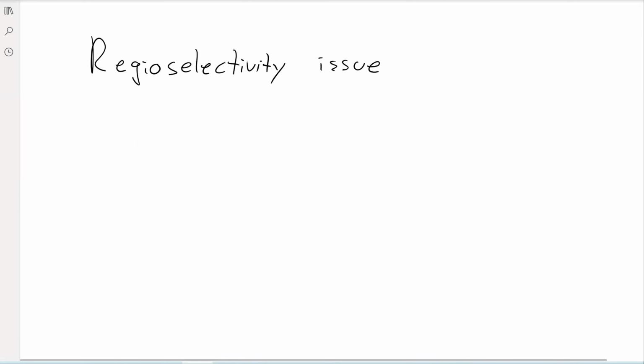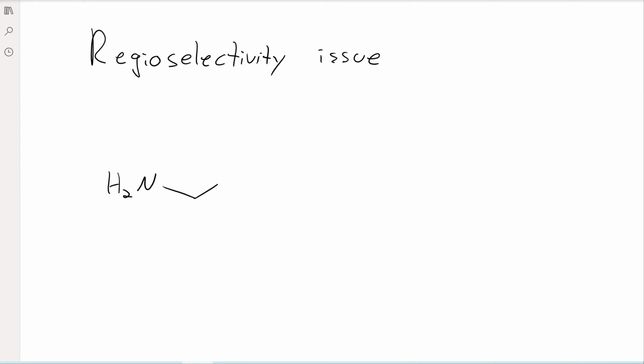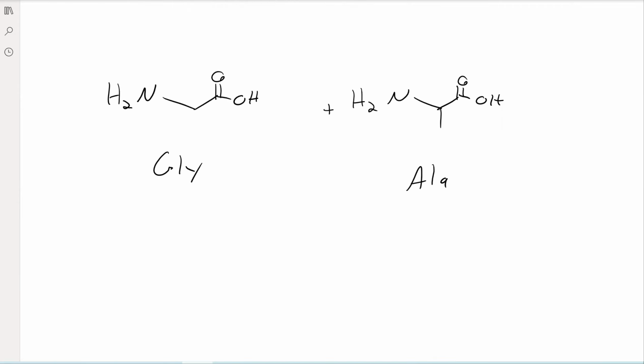All right, so we saw how we can use DCC to form our amides. However, that doesn't resolve us of all of our issues. So again, let's take a look at our relatively simple amino acids. We've got glycine right here, GLY, and then alanine, ALA. And so the issue is that both of these have amines and carboxylic acids.